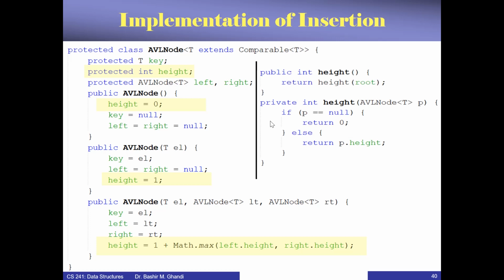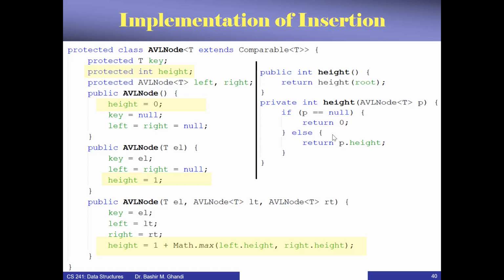Now, because of this, we have changed the height method. Now it's much simpler. It simply returns p.height, because we have height as a variable in the node. So if we receive a node p, to return its height, just say return p.height. Of course, you have to check that p is not null. If it is null, return 0. So this is one change we have to make to the AVL tree class.